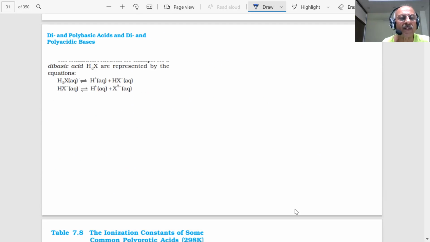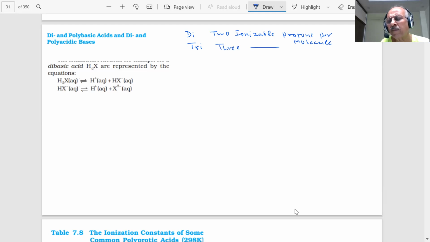Dipolybasic acids and dipolyacidic bases mean what, student? What do you mean by acids? There are certain acids which have more than one ionizable H. Di means there are two ionizable protons, two ionizable protons per molecule. Tri means three ionizable protons.